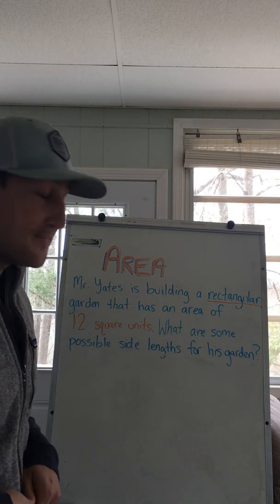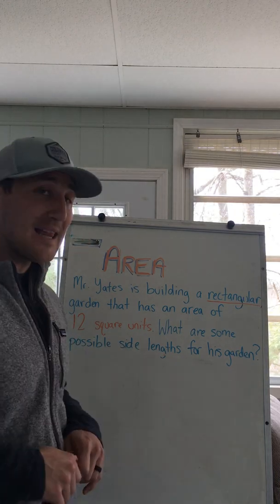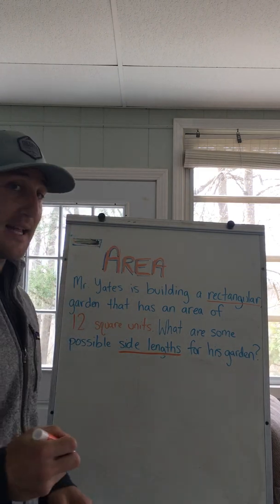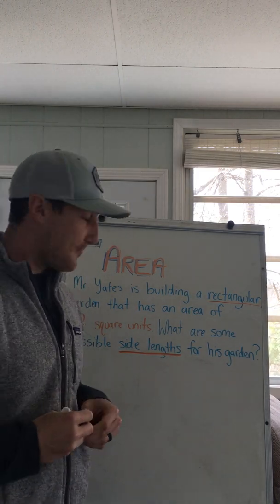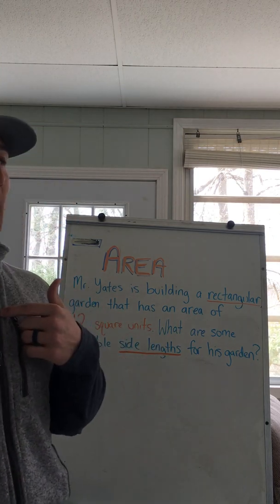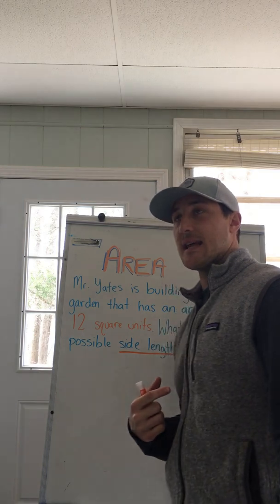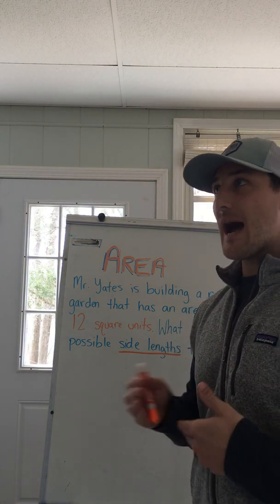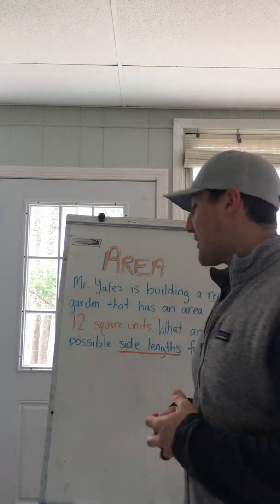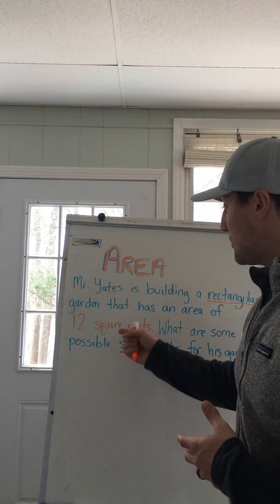Now let's take a look at the question. What are some possible side lengths for his garden? So I am looking for side lengths that will help me answer my question. What do I know about side lengths and area? Well, I know that if I take my two side lengths and I multiply them together, I get my area. So I need to look for two numbers or two factors that are going to multiply together to equal 12.